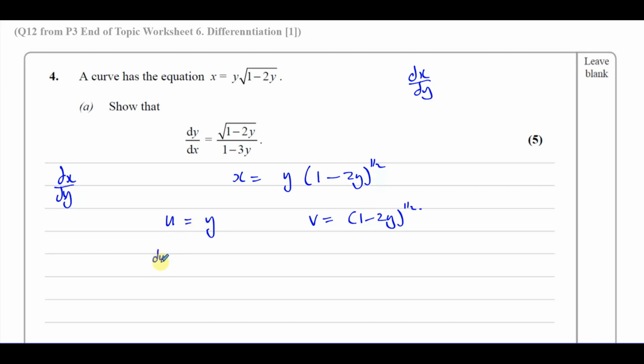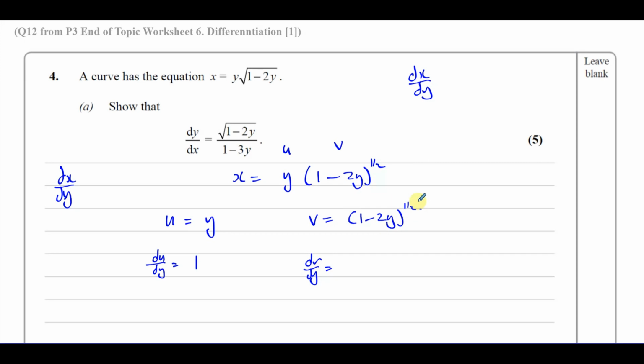So I'm going to write it like this. Instead of u dash, I'll put du/dy to make it clear that we're differentiating with respect to y. So this becomes 1. I'm not differentiating with respect to x, I'm differentiating with respect to y. To find dx/dy, I split it into a product. This is your u, this is your v. So I'm finding du/dy, and then I'm finding dv/dy. I can write u dash and v dash, but I'm doing it this way so that you can see that I'm differentiating with respect to y.